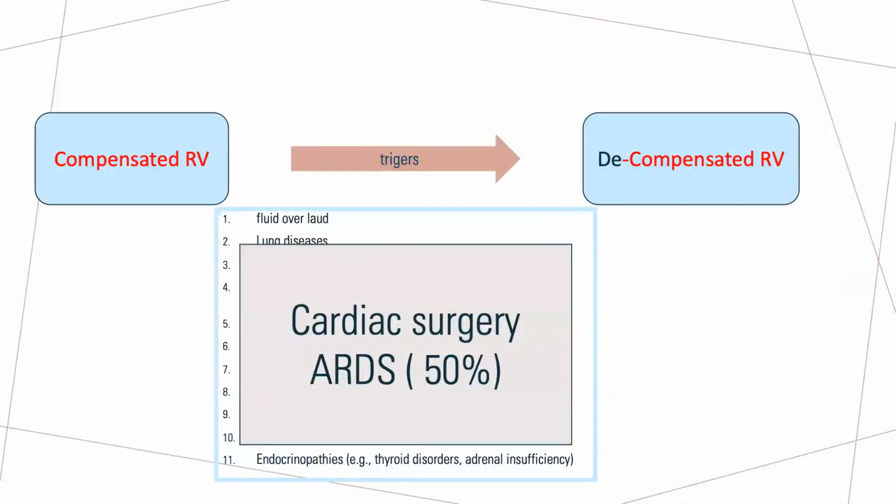What are the triggers for RV failure? The most important triggers for RV failure is ARDS, either because of hypoxemia or hypercapnia, or even the mechanical ventilation.